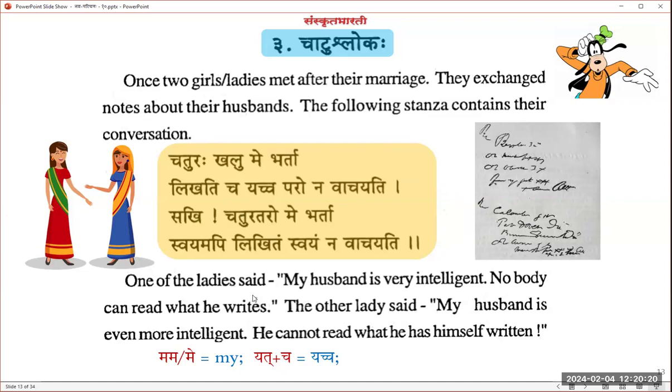Okay, one of the ladies said, "My husband is very intelligent. Nobody can read what he writes." The other lady said, "Hey, my husband is even more intelligent. He cannot read what he himself has written." I particularly like the punchline. Mama, me. Okay, alternate forms. Yat, cha, yaccha.